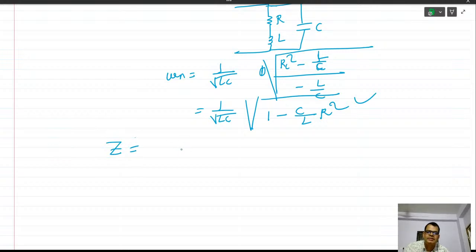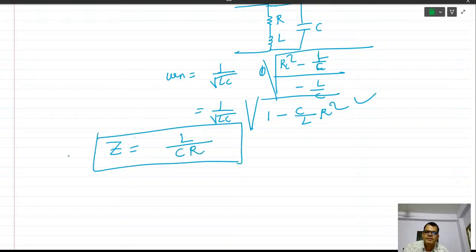What is that? L upon CR at resonance. This is the famous relation. Everywhere it is used in the tank circuit. That is, the impedance at resonance for a tank circuit of this nature is L upon CR.